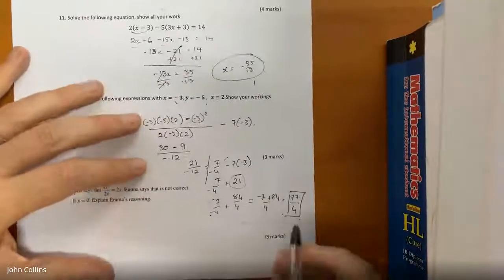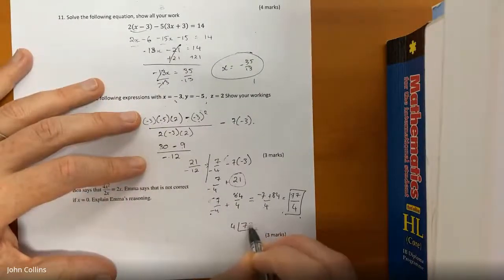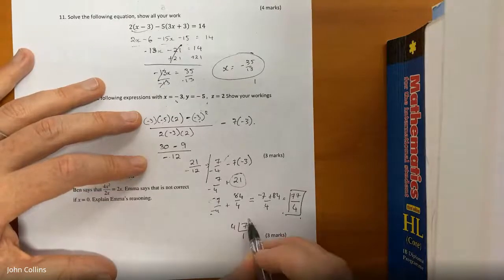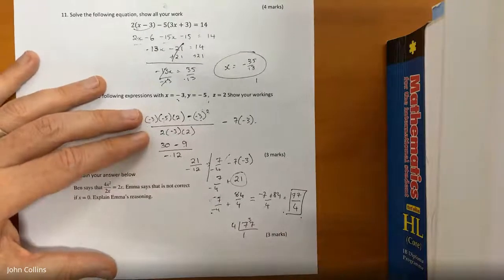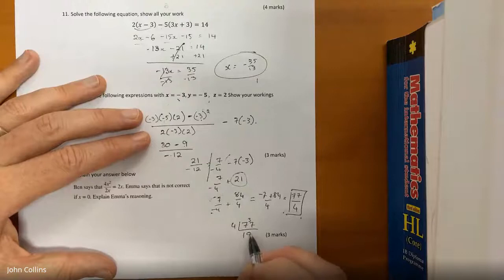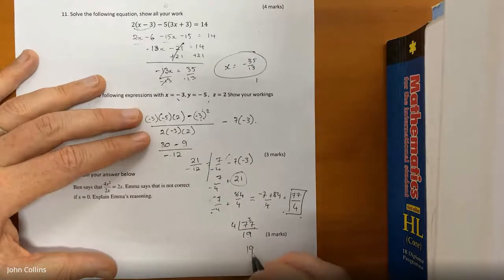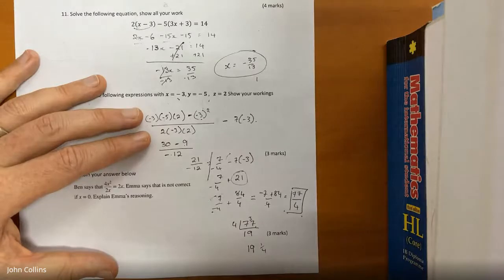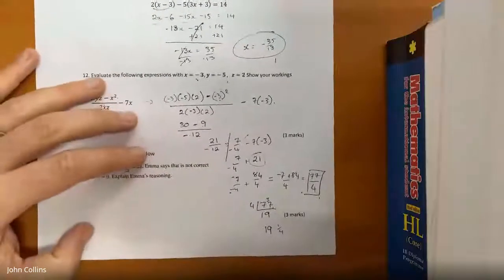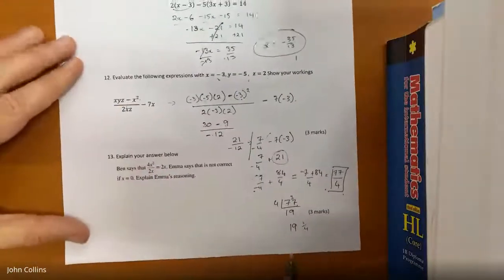Well, if you want to divide it, 4 into 77. 4 into 7 goes once, carry the 3. 4 into 37 goes, I think, 9 times. What's the remainder then? It's 1. So it's 19 and 1 quarter, I think. Okay. All right, last question.